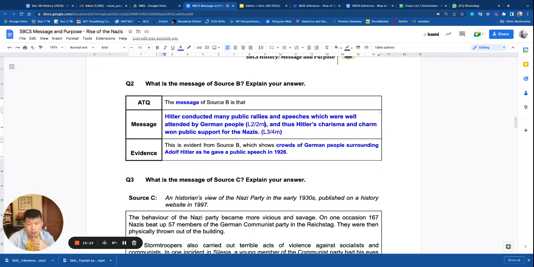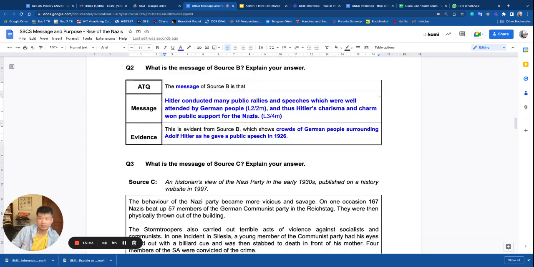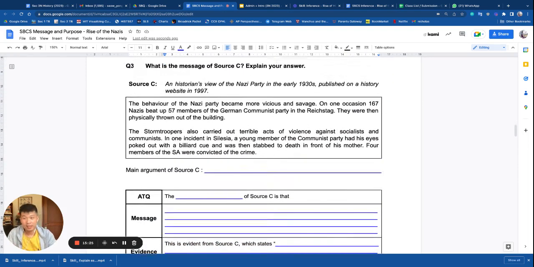And now we go to the message for source C. I am speeding you through the message lesson because the next part of this lesson is actually the heavier component, the purpose lesson. So you now have done two message questions. You are familiar with the protocol. You read the source and then we generate ideas.